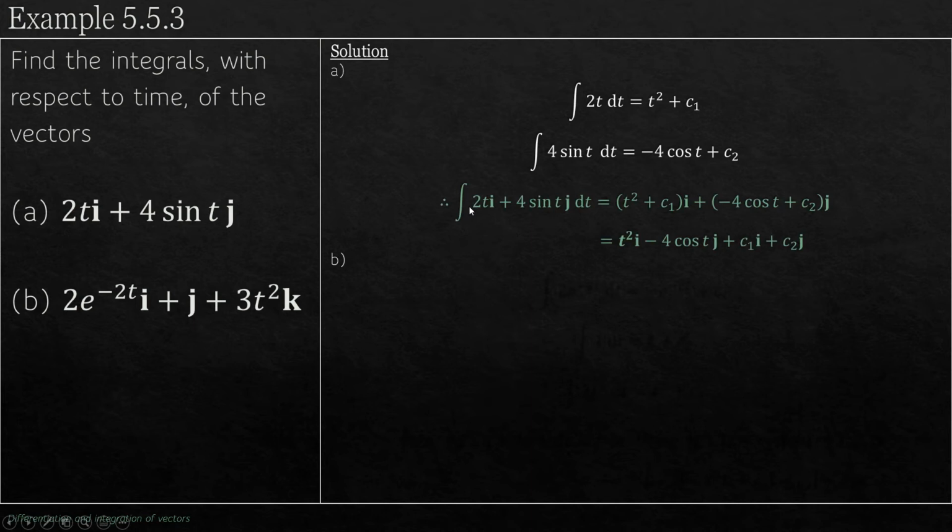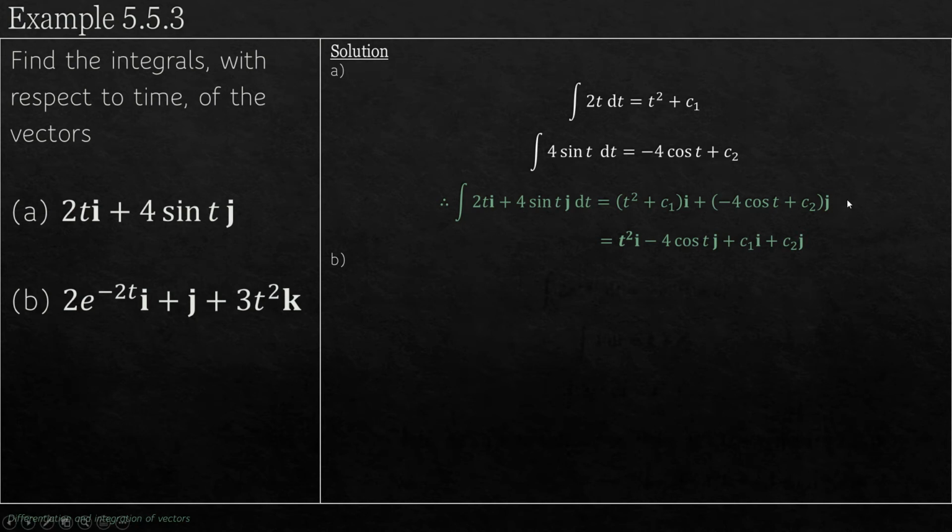The integral of 2ti plus 4 sine t j with respect to time, that's what dt means, is t squared plus c1 by i, so we need these brackets, plus minus 4 cos t plus c2 all times by j.